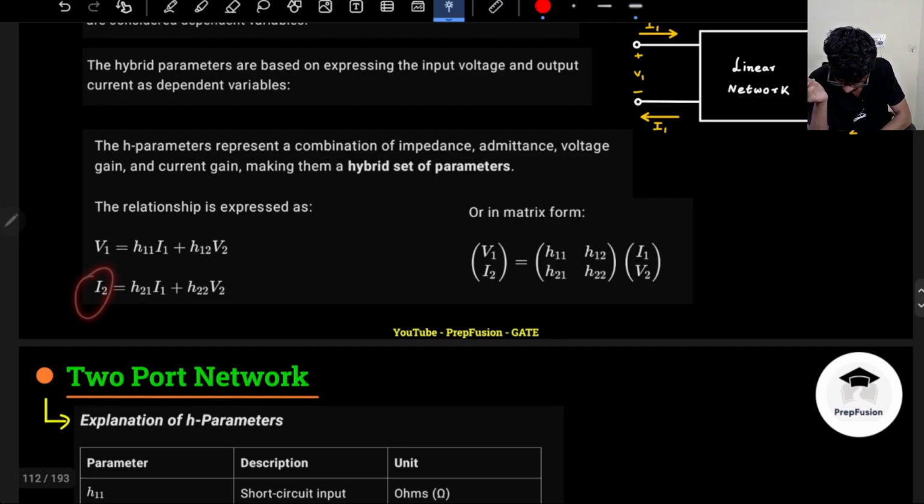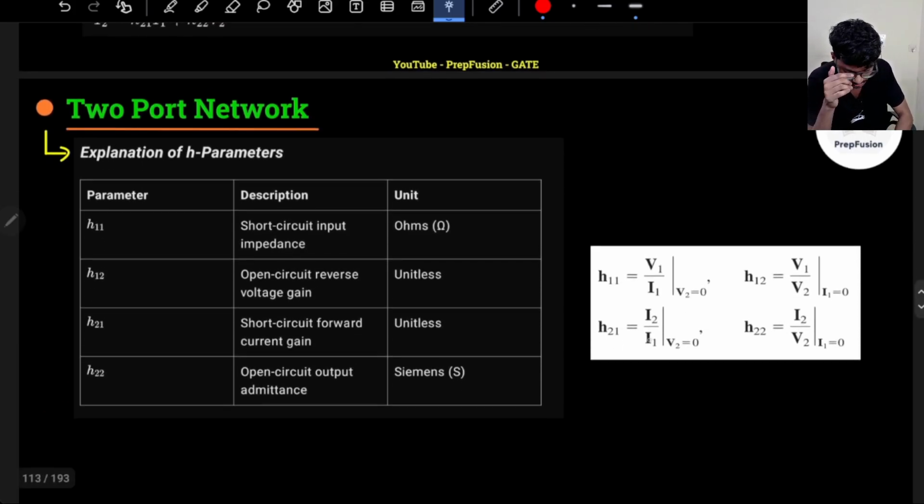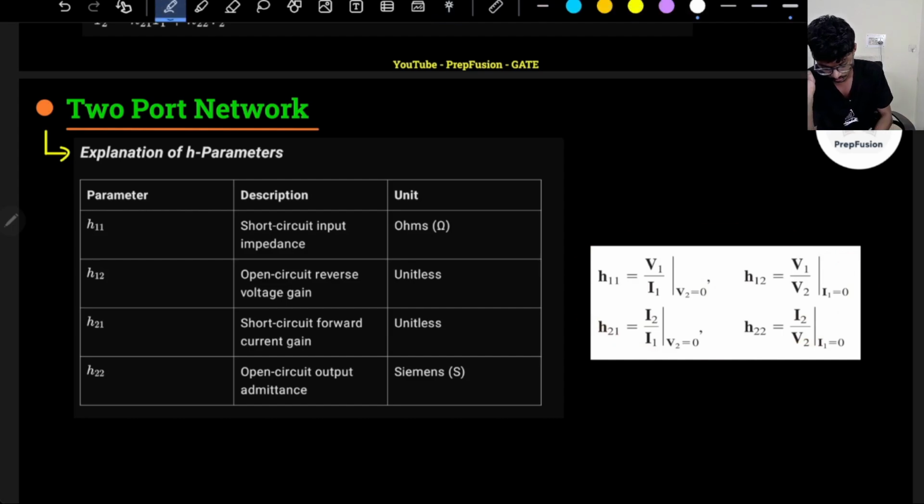And what is I2? I2 equals H21 I1 plus H22 V2. Again, if you make V2 0, your H21 will be I2 upon I1 and H22 will be I2 upon V2. So how do you remember this? My suggestion would be, no need to remember this. Whenever you are solving any H parameter question, you write down the equations.